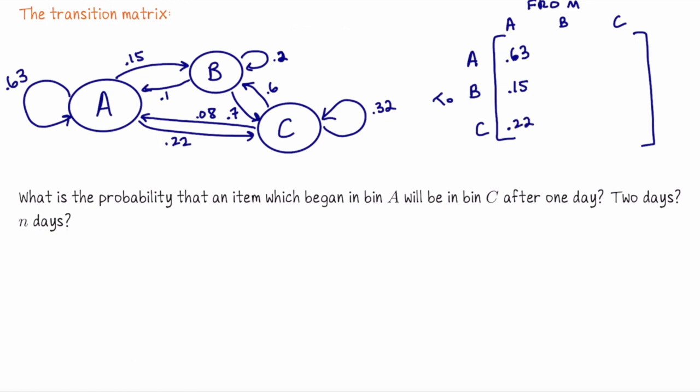And then in the second column, it's how to go from B to somewhere else or back to B. From B to A is 0.1, so that's that entry. From B back to itself is 0.2, and from B to C is 0.7.